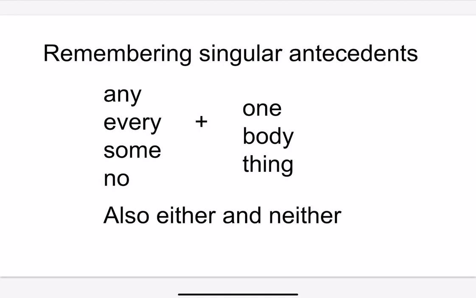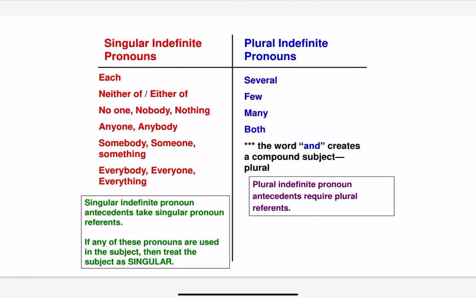All right, we also have to remember singular antecedents are all of these here. So if we have any kind of antecedent that includes one of these words: anyone, anybody, anything, everyone, everybody, everything, someone, somebody, something, or no one, nobody, and nothing, and also either and neither, all of those are singular, so they're supposed to agree with singular pronouns. This is kind of a tricky thing to remember because we do this incorrectly all the time in our speech.